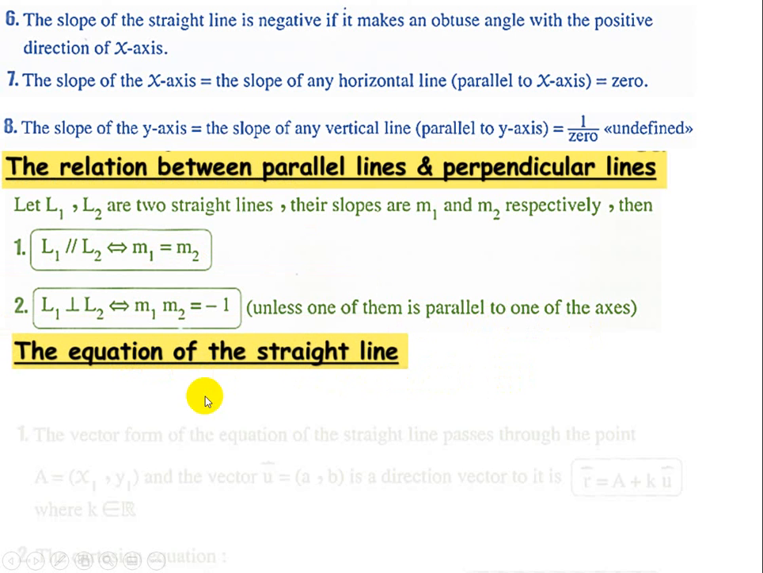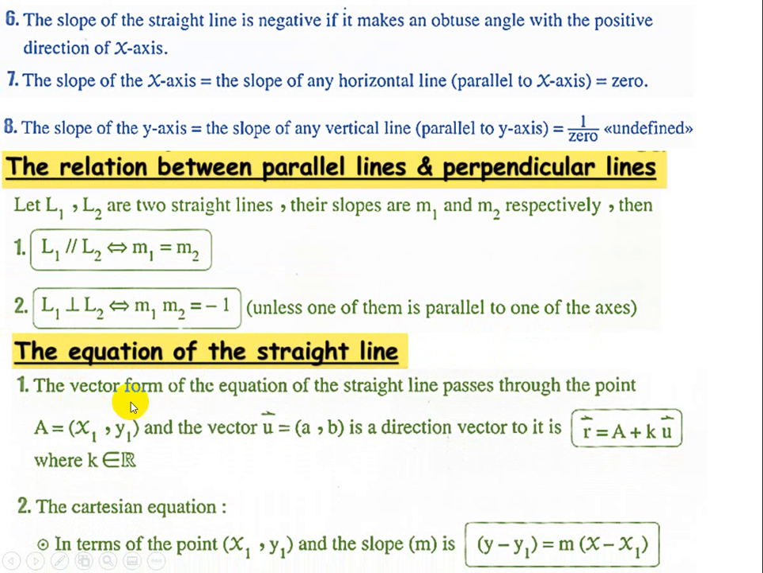The equation of the straight line. Number 1, the vector form of the equation of the straight line passing through the point (x1, y1), where the vector u = (a, b) is the direction vector, is vector r equals vector a plus k vector u, where k belongs to R. The Cartesian equation in terms of the point (x1, y1) and the slope m is y minus y1 equals m times (x minus x1).